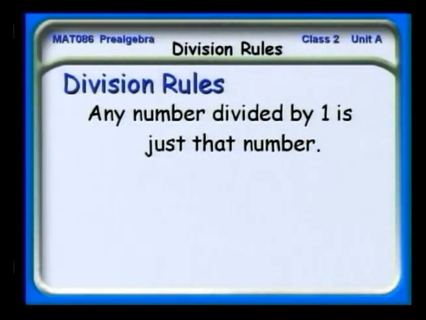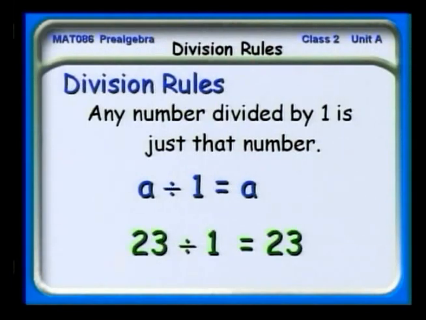Any number divided by 1 is just that number. The way we would put it in the most general sense is A divided by 1 is just A. To play with a number, 23 divided by 1 is 23. Really what you're saying here is if you take all you have and make one group out of it, that's still all you have. So any number divided by 1 is just the number you started with.